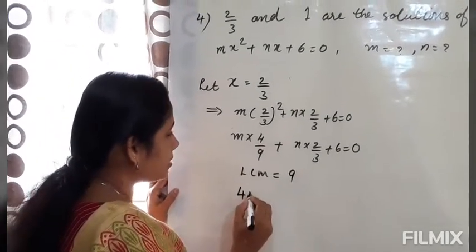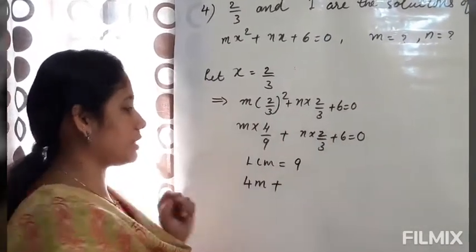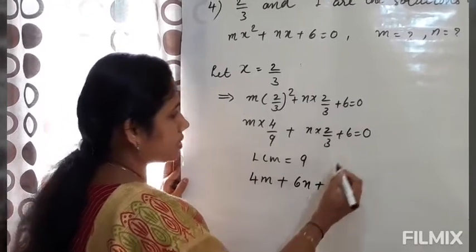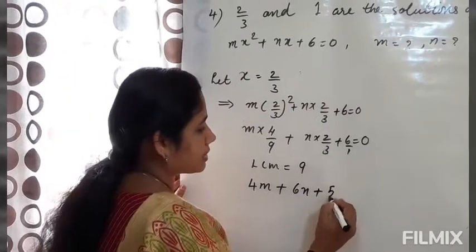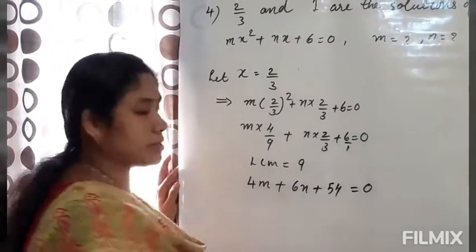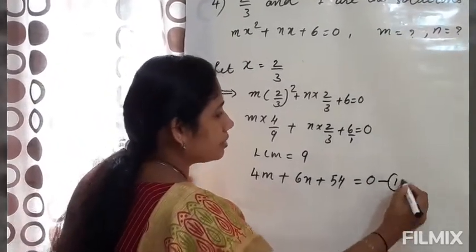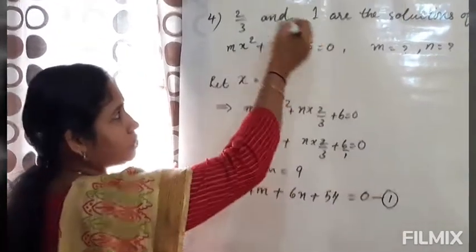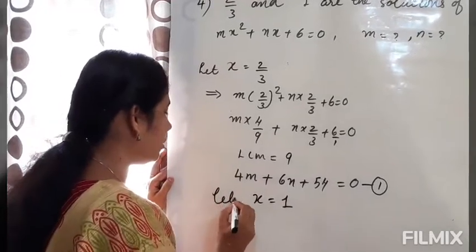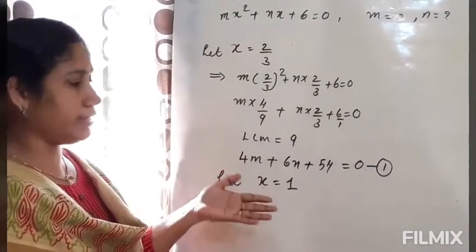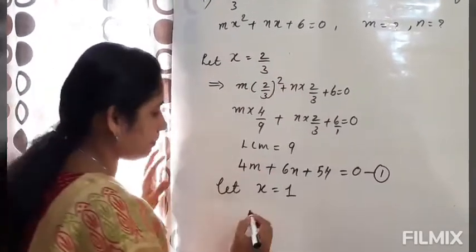So we can do it as 4m plus 3 3s are 9, so 2 3s are 6, 6n plus 6 by 1 is here. So there also we multiply by 9, 54 equal to 0. Now we can give the number as 1. Now one more solution is given. X is equal to 1. So we can take the value x is equal to 1 and make another linear equation and solve them to get the unknown values m and n.